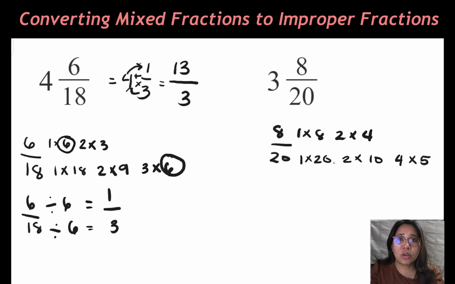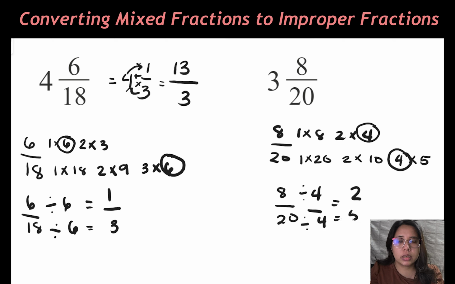So, kukunin natin yung kanyang greatest common factor. In this case, that is 4. And, i-divide natin yung 8 and 20 sa 4. So, 8 divided by 4 is 2. And 20 divided by 4 is 5. So, kukopyahin lang natin yung whole number dito. So, 3. At, okay, our numerator will be 2.